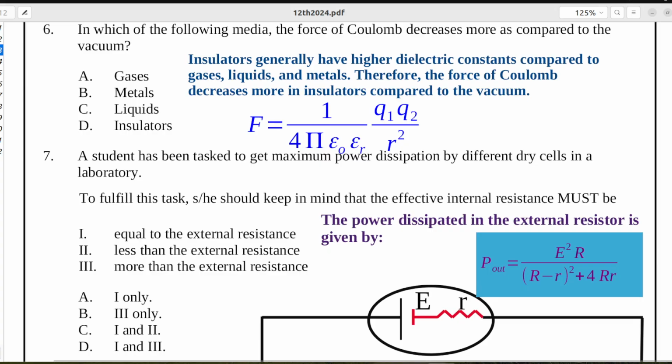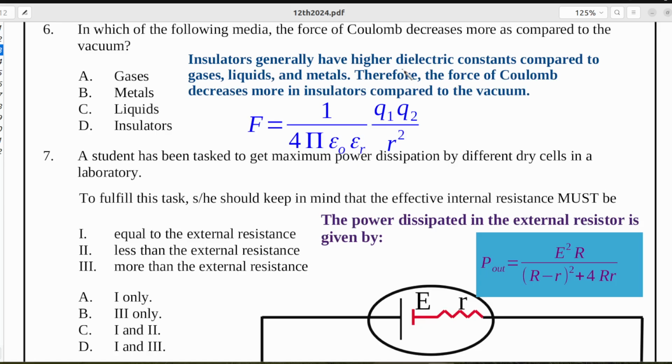Now let's move to question number 6. In which of the following media does the force of Coulomb decrease more as compared to the vacuum? Options are option A, gases; option B, metals; option C, liquids; option D, insulators. Let's see which option is correct.